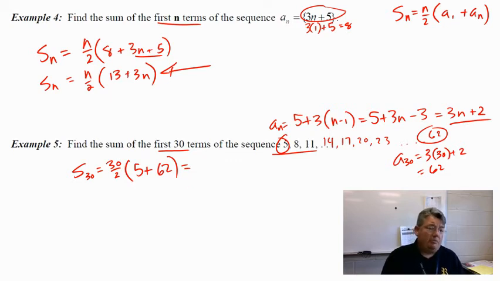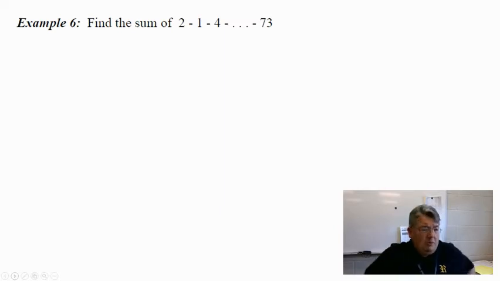So memorize the formula. 5 plus 62 is 67 times 15. 30 divided by 2 is 15. So I did some of that in my head, and I end up with 1005. Cool. Moving on.